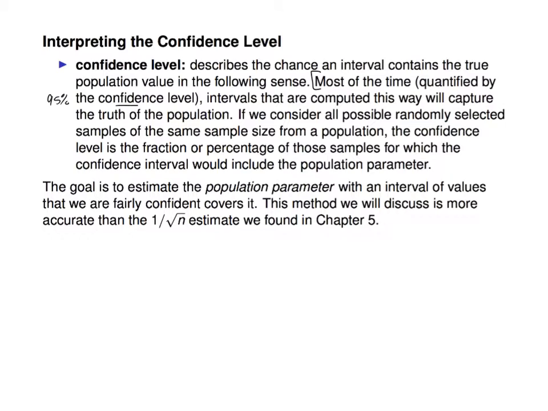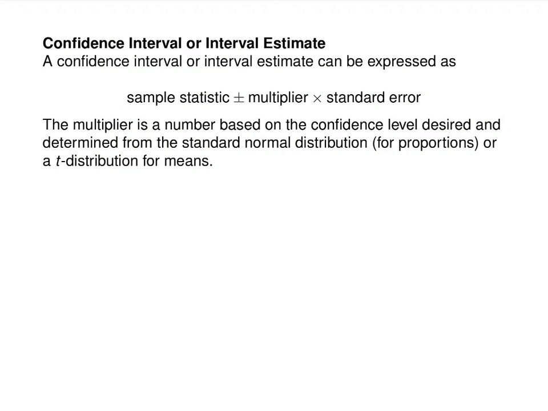So if you do lots of confidence intervals for samples of size 100 at the 95% level, 95% of them are going to contain the real thing. You have to repeatedly do it. Our goal is to estimate the population parameter, or at least the range it could be in, because the confidence interval is a range of plausible values for your population parameter. We're going to estimate this with a more refined method than the 1 over root n we used in chapter 5.